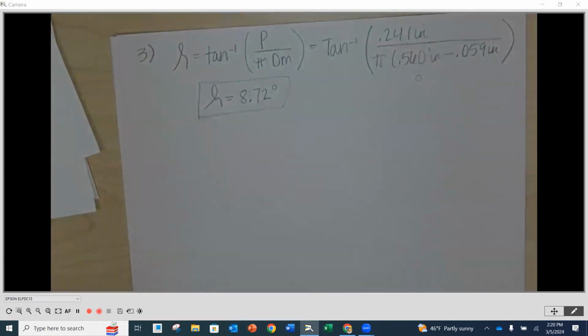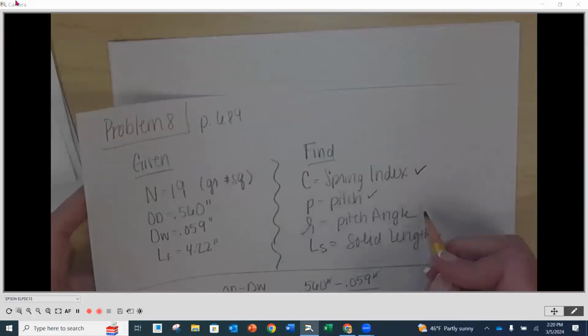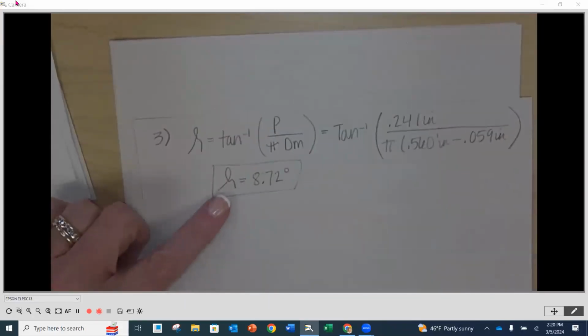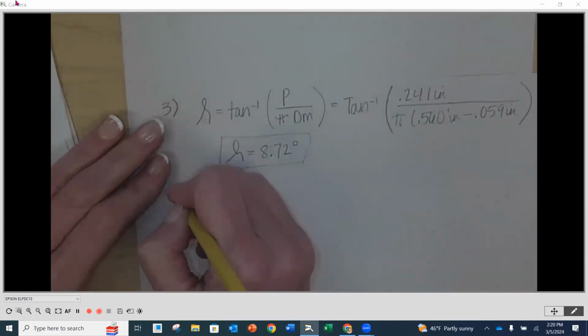Okay, 8.72. So that's good. That means that we have the pitch angle. Did everybody get the same value as I did? Yeah. Okay. All right. Number 4.